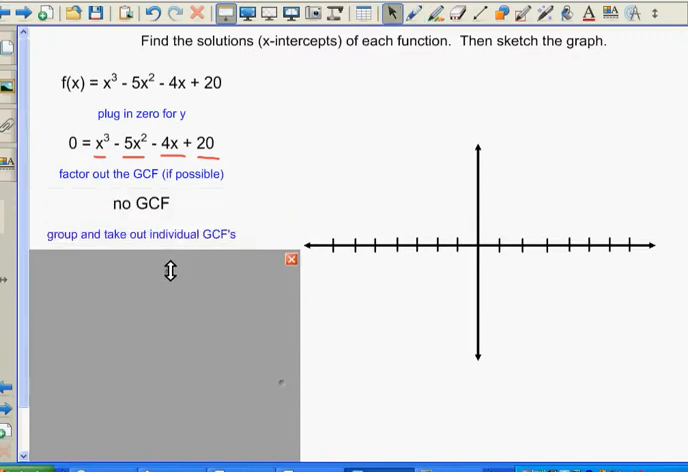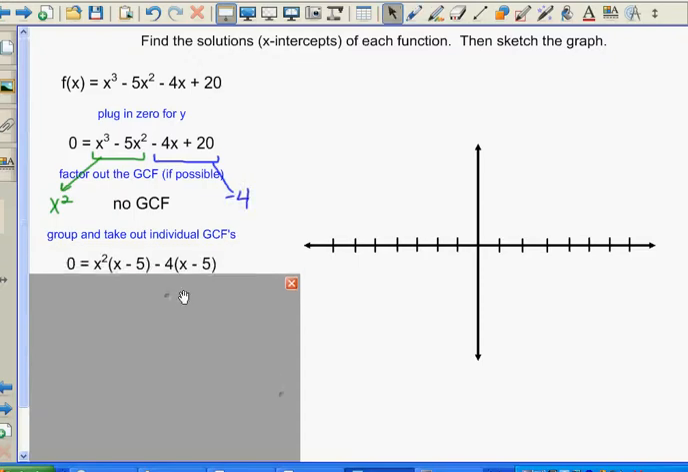So we're going to go ahead and now group. Anytime you have 4 terms, we want to group. So we're going to group together the x to the third minus 5x squared, take out a GCF, and then separately the negative 4x and the positive 20. Out of the first group, what do they have in common? X squared. So we're going to take an x squared out of that. The GCF of the second group, we can take a negative 4 out of both of those.